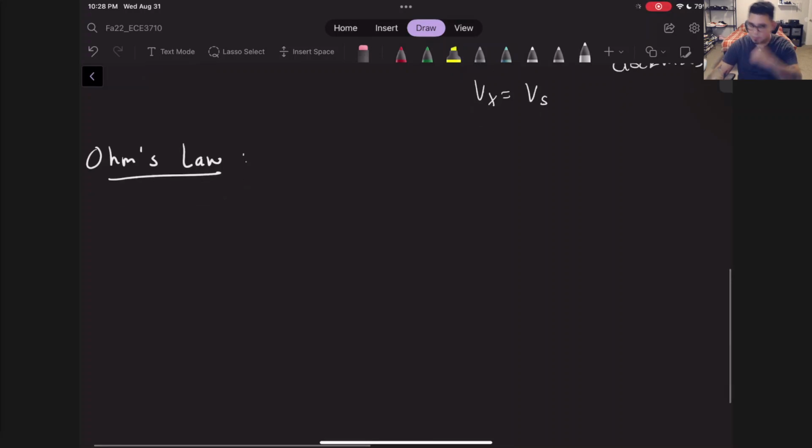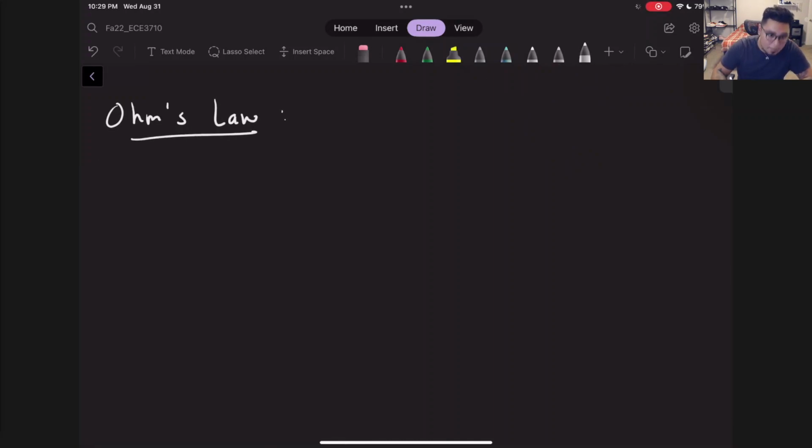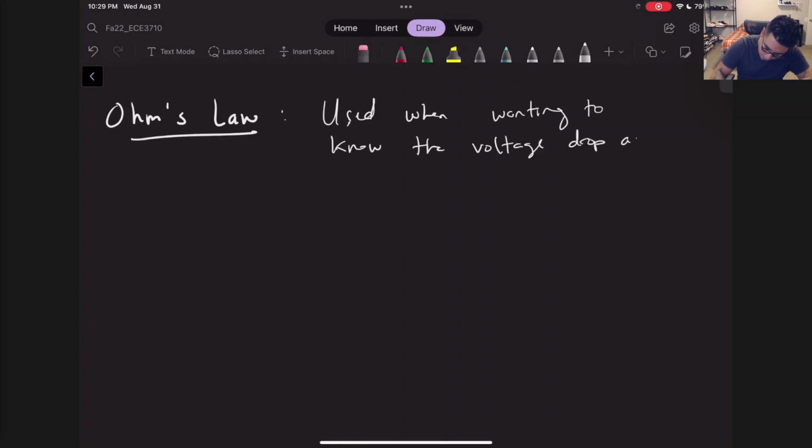All right, Ohm's law. Now, what can I say about Ohm's law? A lot, especially about how it's taught at the school that I go to. So Ohm's law. Ohm's law is used to what? Used when wanting to know the voltage drop across a resistor. Sorry for the terrible handwriting. All right, so Ohm's law is used when you want to know the voltage drop across a resistor, okay?